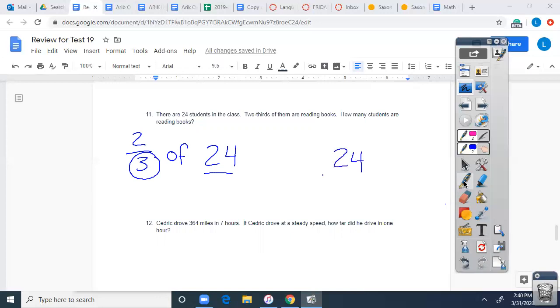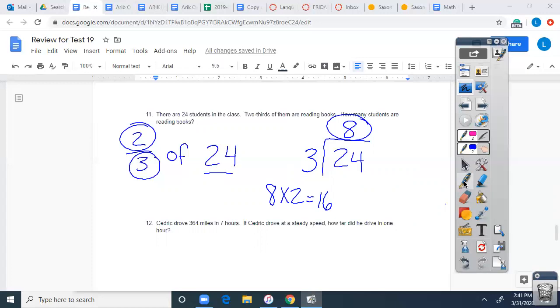So we've got 24 divided by 3. 24 divided by 3 is 8. Okay, but that's not the answer, because 24 divided by 3 is 8, which is great. That's 8, but that's only 1/3 of the 24 students. But we want 2/3 of the 24 students. So now the next step to this problem, we take 8 and we multiply it by 2. 8 times 2 is 16. So the answer is 16 students are reading books. Okay? That's one way you can do it.